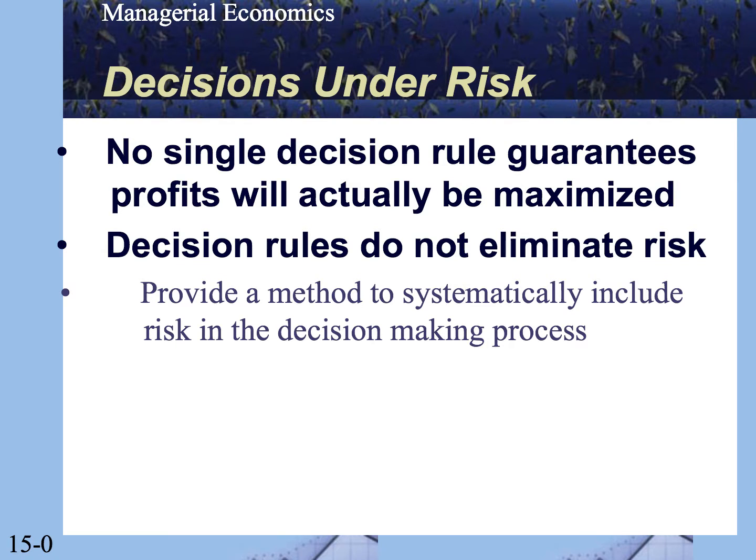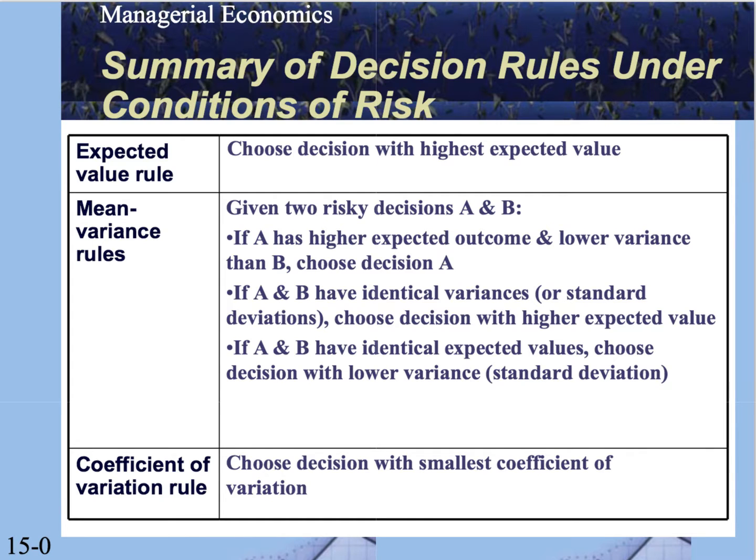The single decision rule doesn't assure that profits will be maximized. They also don't eliminate the risk, but provide a method that includes risk in the decision-making process. To make decisions under conditions of risk, we have to evaluate the expected value rule, where we take the decision with the highest expected value, and the mean variance rules, where we could have three possibilities.